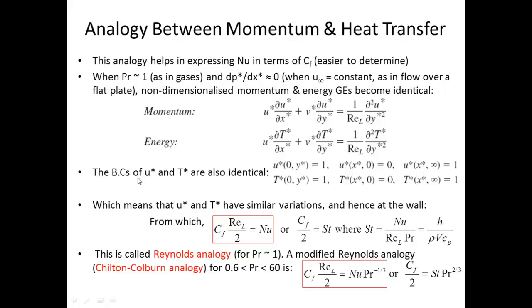We can also see that the boundary conditions of the variables u star here and t star here, they also become identical. As we had seen previously, this is for the leading edge, this set is for the wall, and this set is for the free stream. So the boundary conditions and the governing equations become identical. This means that upon solution, we will find that both u star and t star will have similar variations. So we can write that at the wall, if we take the gradients, dou u star by dou y star will be equal to the gradient dou t star by dou y star.